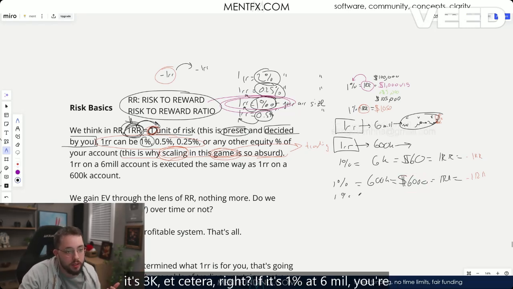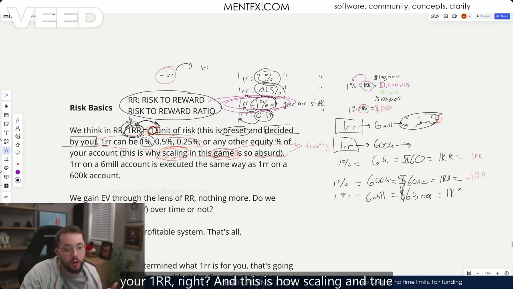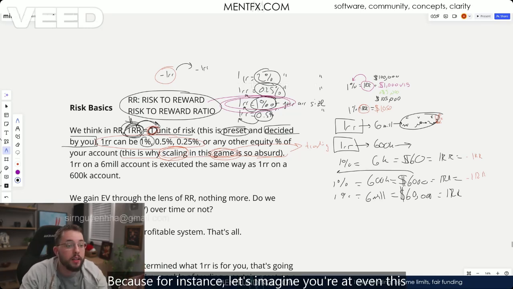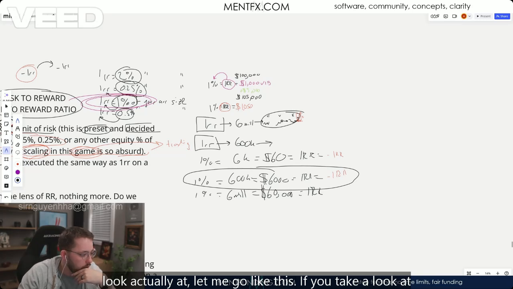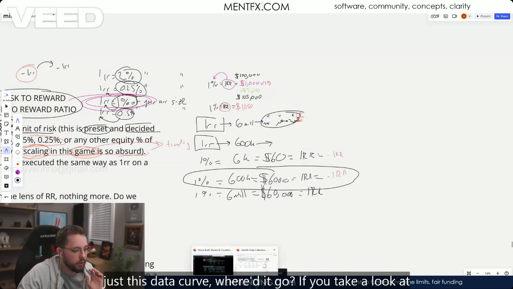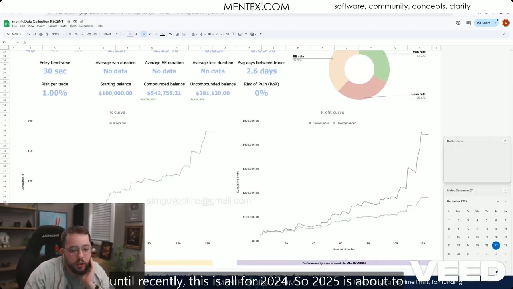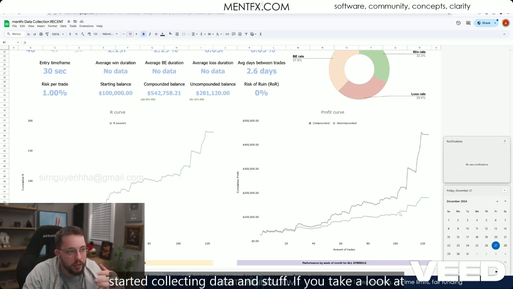Right? If it's 1% at 6 mil, you're looking at a risk per trade of $60,000, which is equal to your 1RR, right? And this is how scaling and true profitability and making money in trading actually looks. Because for instance, let's imagine you're at even this level right here, right? If you take a look at this data curve, this is my own data curve from February up until recently. This is all for 2024. So 2025 is about to start. But again, this is going to apply for any of you that start collecting data and stuff.